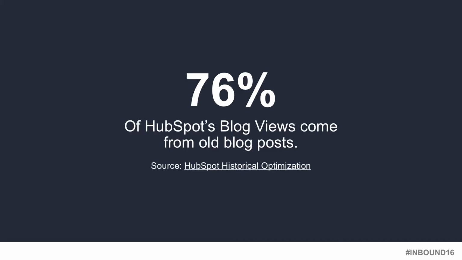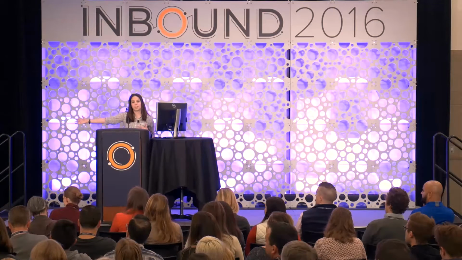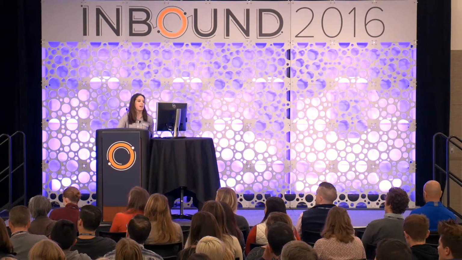So HubSpot did an experiment about a year ago. We looked at some of the views that were coming from our blog content. We found out that 76% of our views on blog content were from old posts. This is monthly, right? And those come from about 30 of the same posts. We also found out, there's your tweetable link, by the way, right? If you want your stats, you can have that.